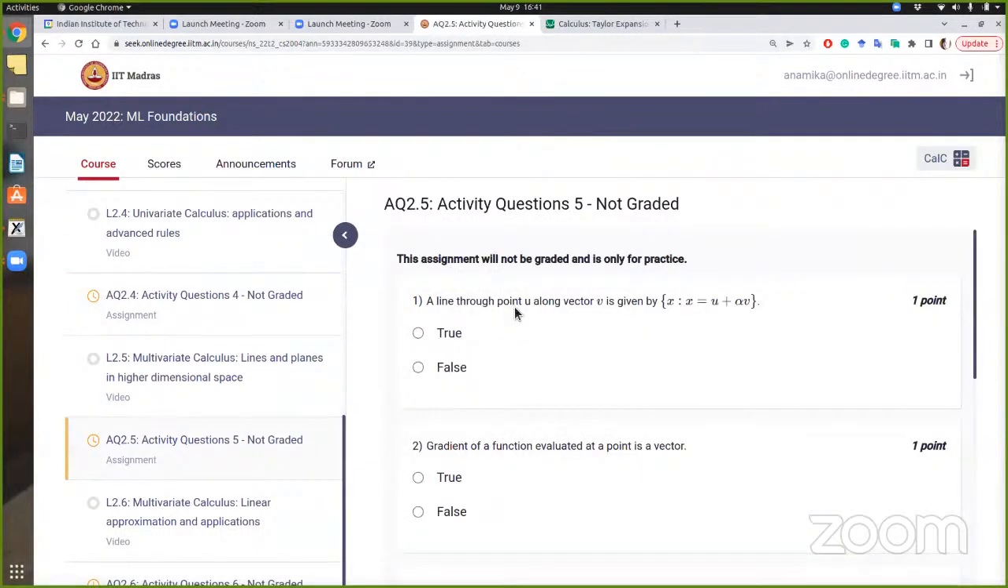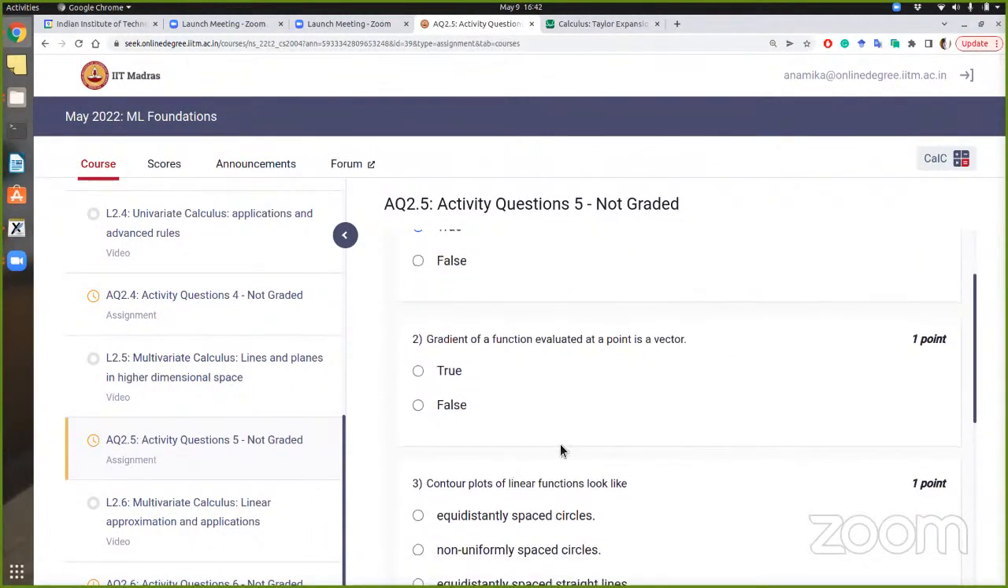A line through point u along vector v. So what is the equation of a line that passes through point u along vector v? That is x is equal to u plus alpha v, where alpha could be any value, because v is a vector and it has a direction, and you can take any value of alpha. So whatever equation of line that you get will pass through point u and will be along vector v. So this is the correct option.